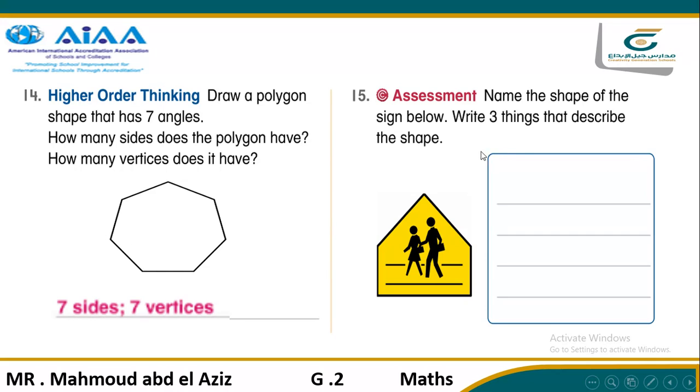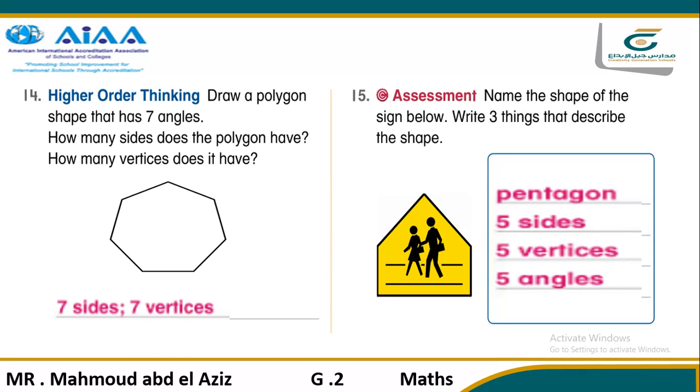Another question here. Name the shape of the sign blue and write 3 things that describe the shape. Look at this shape. How many angles or how many sides or how many vertices can you see here? Let's count them. That's 1. We'll count angles. 1, 2, 3, 4, and 5. So you have here 5 angles. So what is the name of this shape or this polygon? Excellent. It's a pentagon.